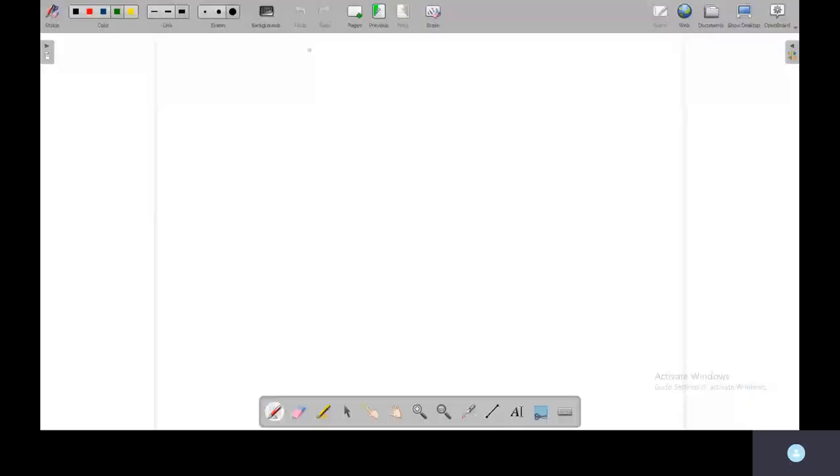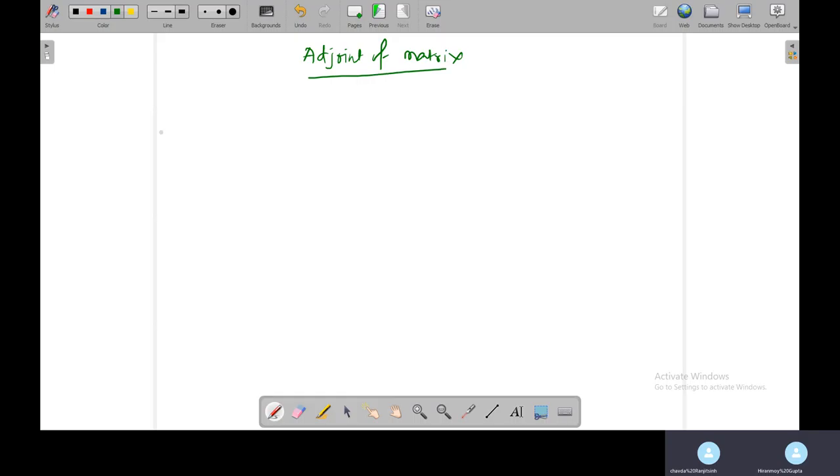So today we do what we call adjoint of matrix. What is this? To know about adjoint of matrix, you need to know what is transpose of matrix. Now, what is transpose of matrix?